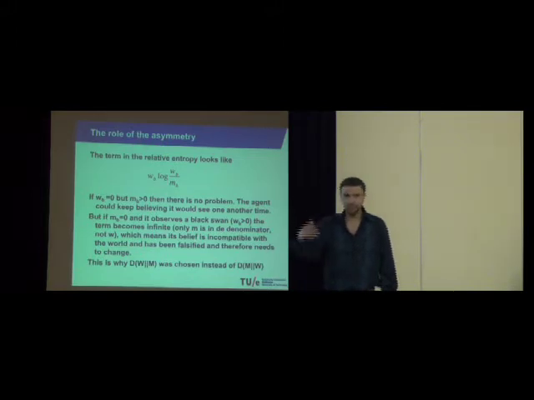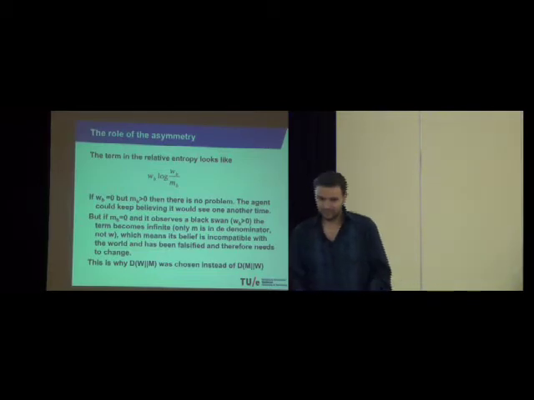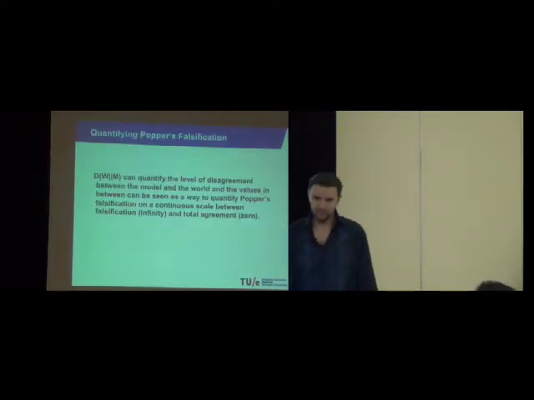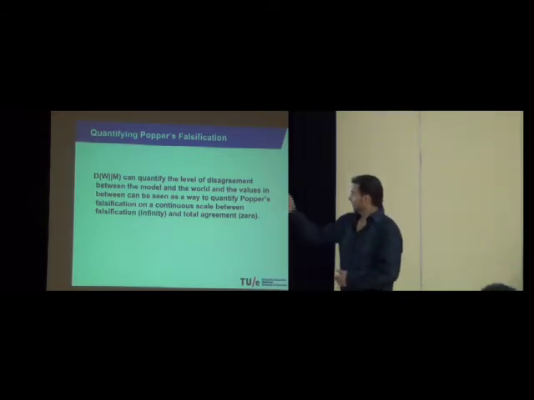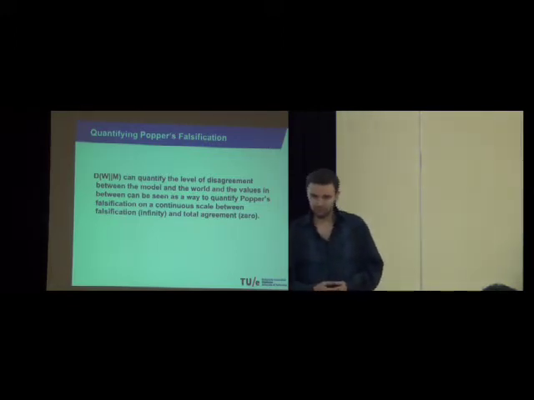So there's a reason, because the beliefs about the world and the world itself have this asymmetry that comes back in this definition. So in this way, this property of relative entropy is a feature instead of a defect. And to make it a bit more general, what I could propose is that this measure can quantify the level of disagreement between the model of the world and the world. The values in between can be seen as a way to quantify Popper's falsification principle on a continuous scale.